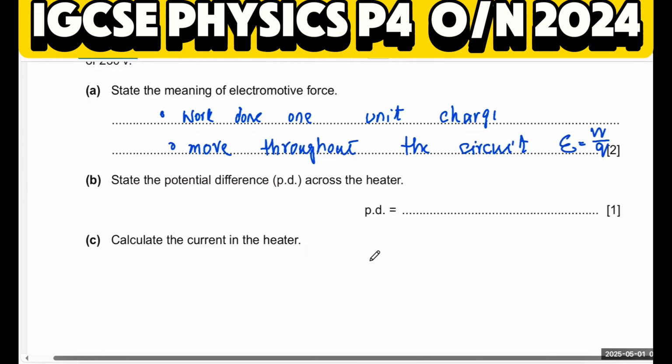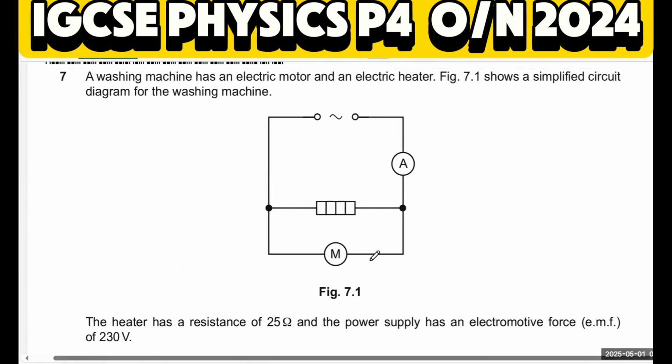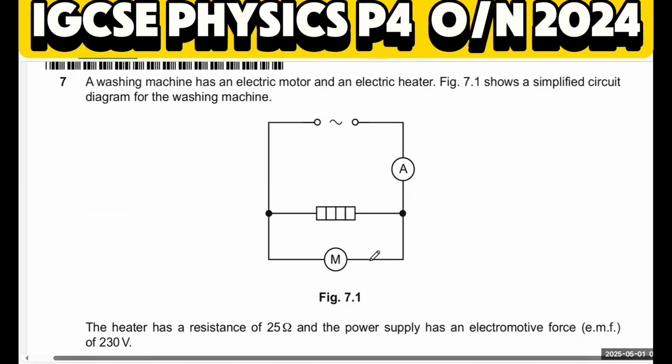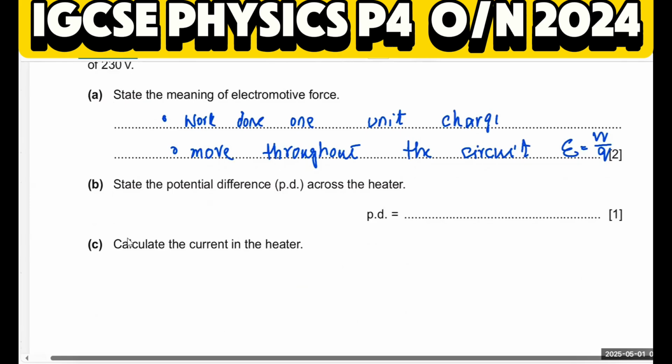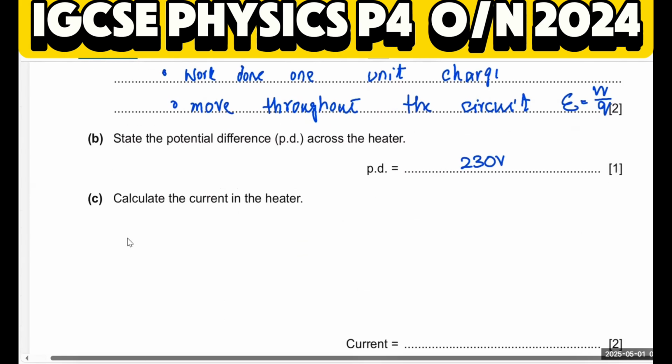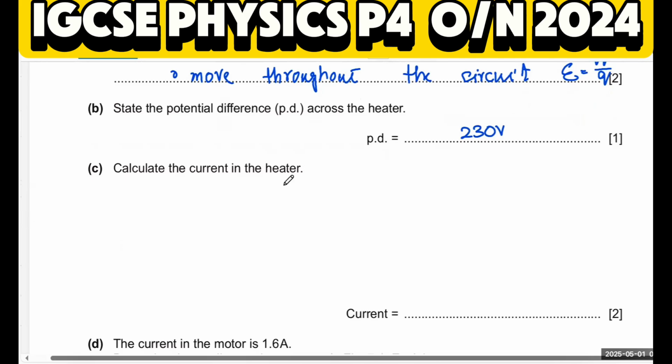Next is state the potential difference across the heater. So you can see that this is a parallel circuit, and what are the properties of a parallel circuit? The current is divided and the voltage is the same. So the voltage is 230 volts. So the total voltage of the circuit will be 230 volts because the voltage is the same. But current is divided. That's why current will be different in the heater.